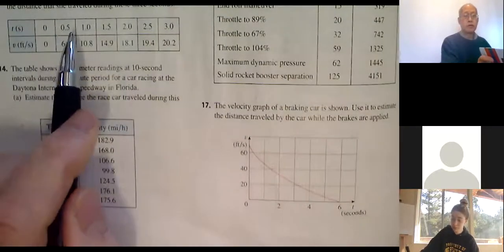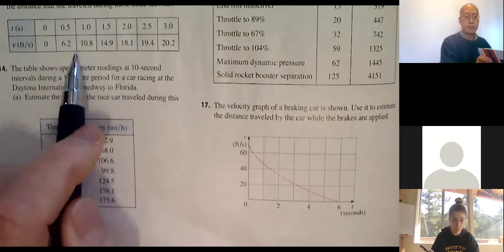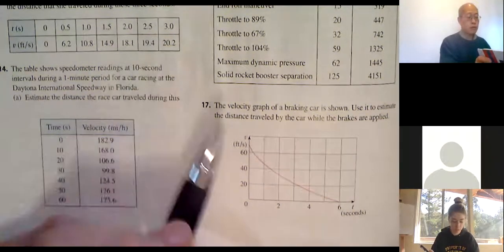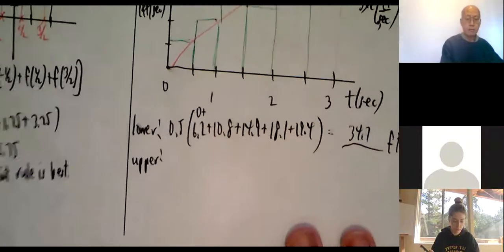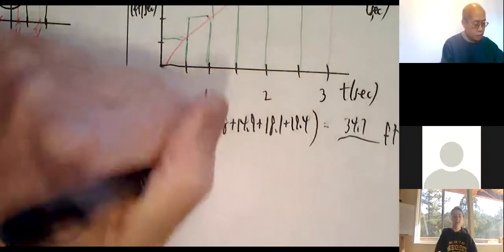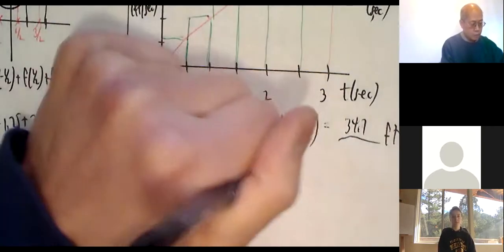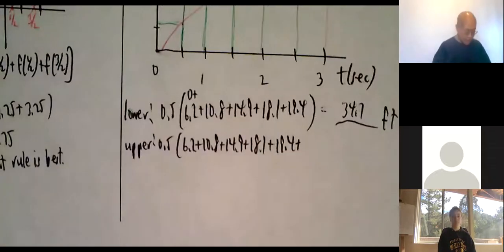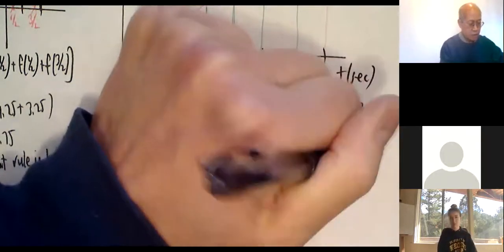So on each subinterval, I take the right endpoint. From 0 to 0.5, which one do I pick? 6.2. From 0.5 to 1, which of these two do I pick? The larger number, 10.8, et cetera, all the way down to 2.5 to 3.0, which number do I pick? 20.2. Okay. I'm taking all the right endpoints. All of the in-between ones are going to match. So it's 0.5 times (6.2 plus 10.8 plus 14.9 plus 18.1 plus 19.4), and now I have to include that last number, which is 20.2. And that comes out to be 44.8 feet, I believe.